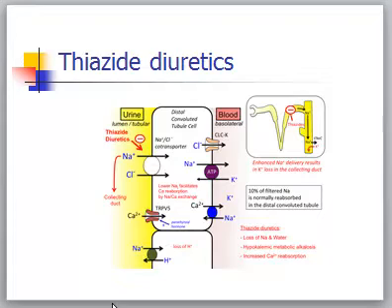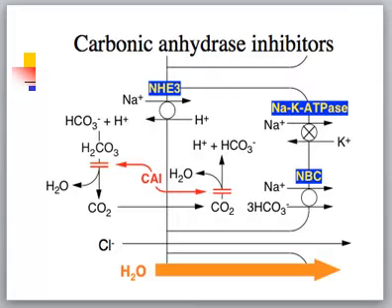Okay, and finally we are going to see carbonic anhydrase inhibitors. Carbonic anhydrase inhibitors block the activity of carbonic anhydrase in the proximal convoluted tubules and prevent the reabsorption of bicarbonate from the renal tubules, resulting in osmotic diuresis. Such diuretic agents are called carbonic anhydrase inhibitors. Acetazolamide is a carbonic anhydrase inhibitor.